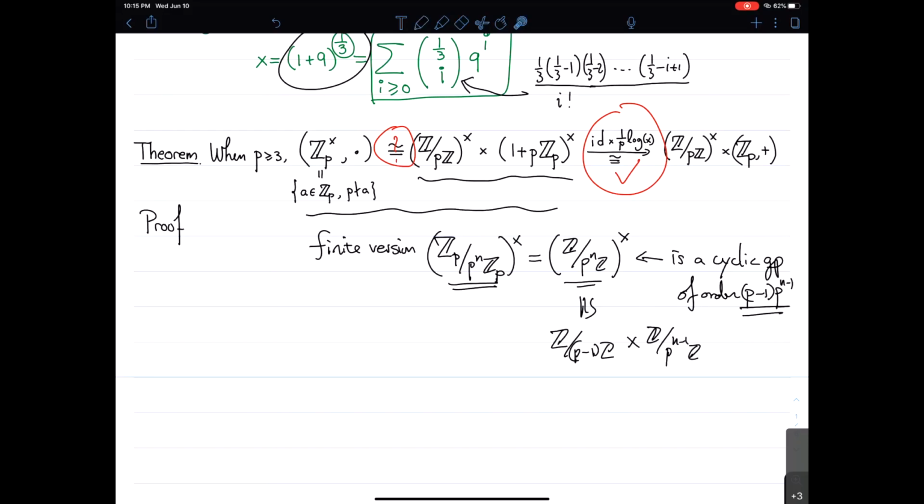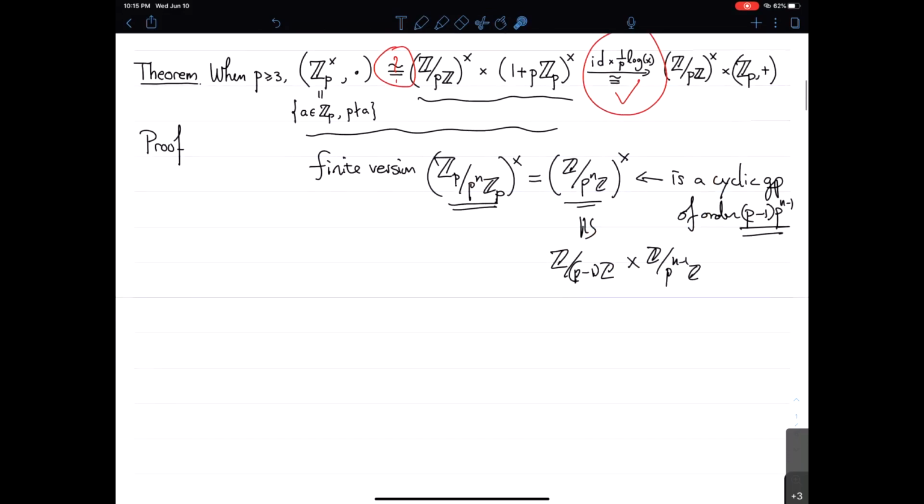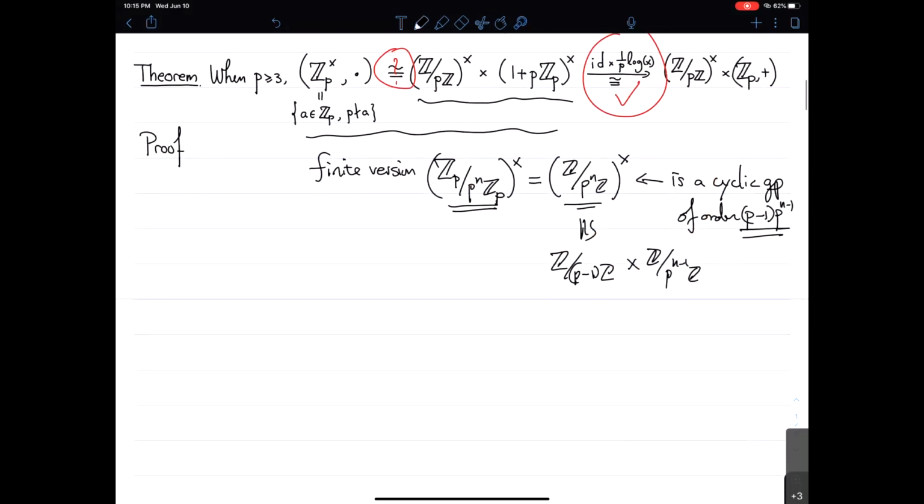And what I'm doing here is that this multiplicative part is really just this thing. And this degenerates to this one, because I'm using a mod p to the n version. So this is a finite version of the isomorphism I have above. But in fact, this isomorphism passes to the limit. So let's explain this proof. Let's first recall that actually x to the p minus 1 equals 1 has solutions in Z_p cross.